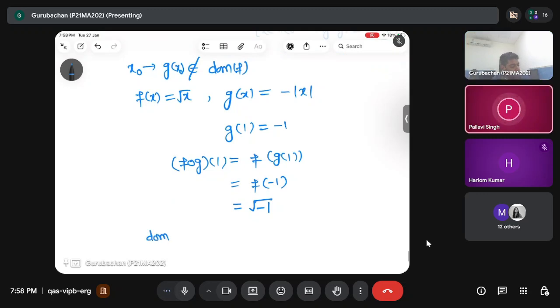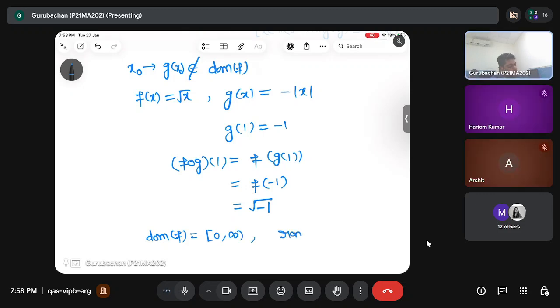Sir, it is an imaginary number. Domain of f is what? Real numbers. Again, the same mistake. What is the domain of f? Non-negative real numbers. And what is the range of g?